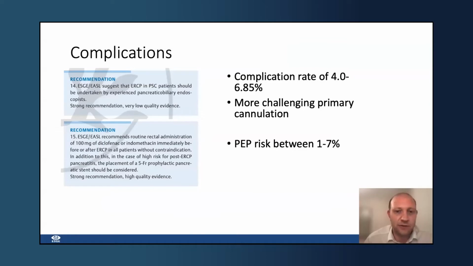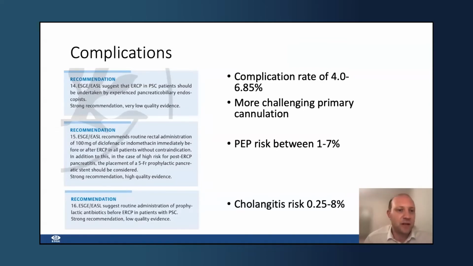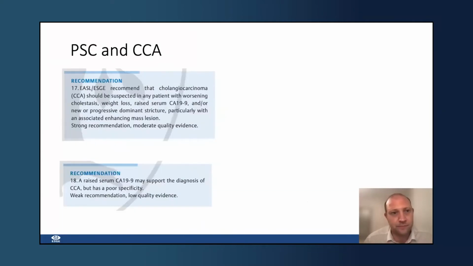Standard techniques are used to reduce the risk of post-ERCP pancreatitis. However, patients are recommended to have prophylactic antibiotics to reduce the risk of cholangitis. As we know, there's a high lifetime risk of cholangiocarcinoma in PSC, in up to 20% of patients, and 50% of those patients may have their cholangiocarcinoma detected in their first year of diagnosis.